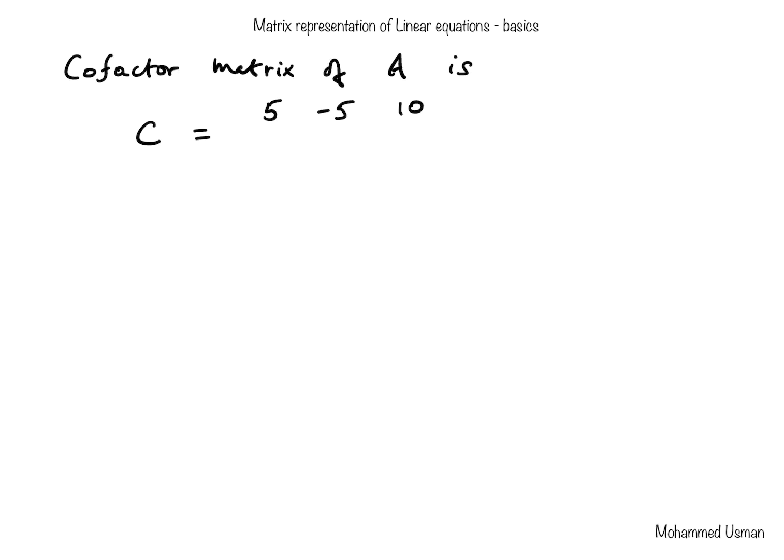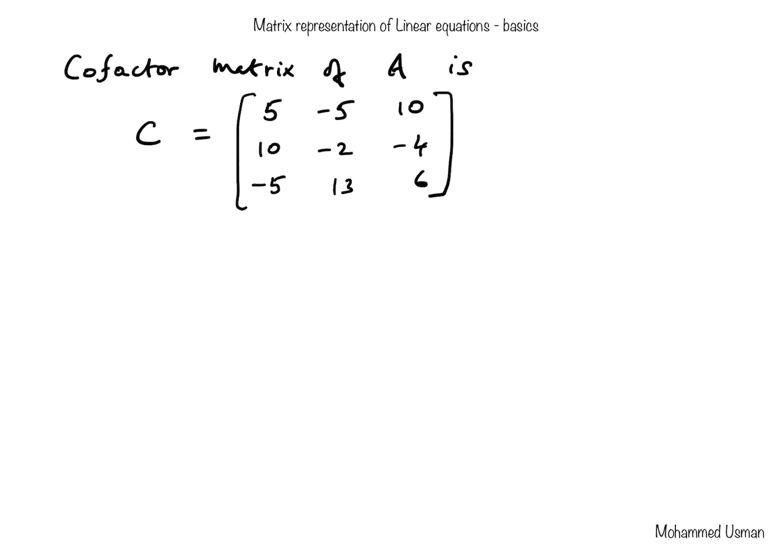Similarly, the second row elements had their cofactors as 10, -2, and -4. And the third row elements had their cofactors as -5, 13, and 6. So that's our cofactor matrix. So to find the cofactor matrix, we find the cofactor of each element of the matrix A and then replace that element by its respective cofactor.